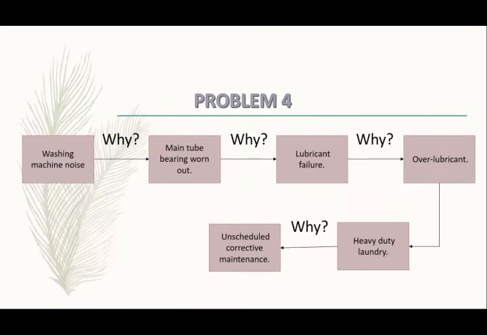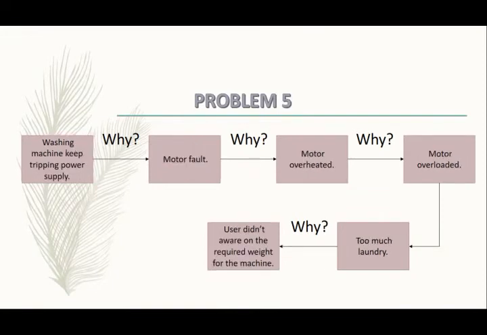Our problem 4 is washing machine noise. This is a common problem while using a washing machine at home. It's sometimes because of heavy duty frequent use, or because the washing machine has not been serviced for a long time. So the first why of washing machine noise is main tube bearing worn out. The second why, lubricant failure, and the third why, over lubricant. The fourth why, heavy duty laundry, and the last why, unscheduled corrective maintenance. So we will continue to the next slide, the last problem.